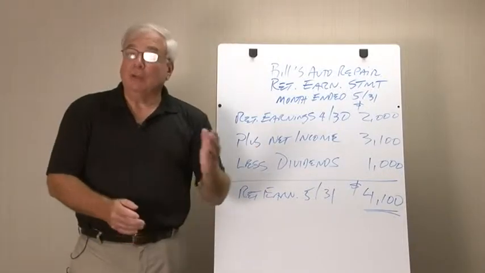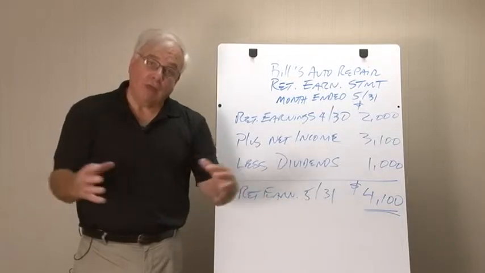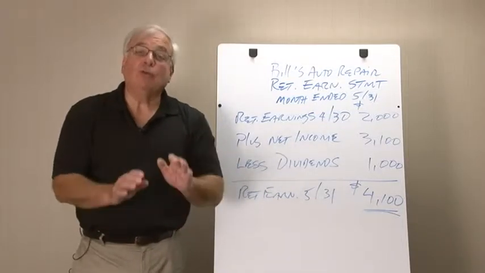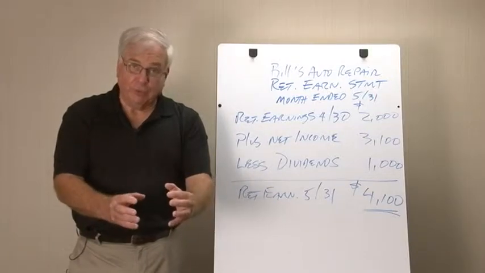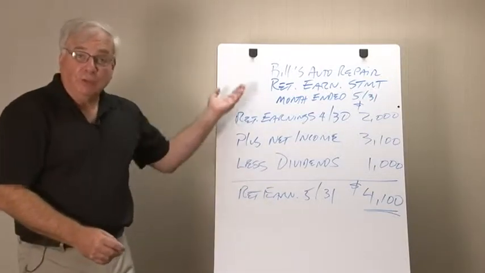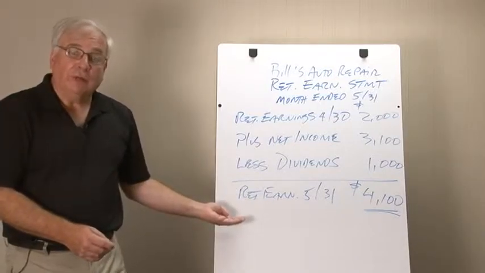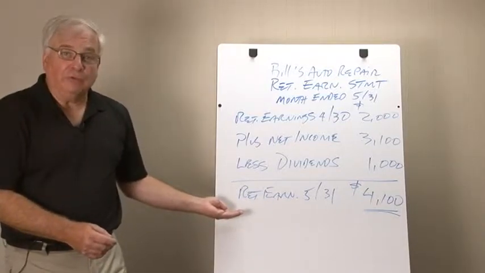Net income is always an increase. A net loss would have the opposite effect. It would shrink the retained earnings down. But a dividend is always a reduction of retained earnings. So this is simply combining these amounts to see what Bill's ending retained earnings balance would be on May 31st.